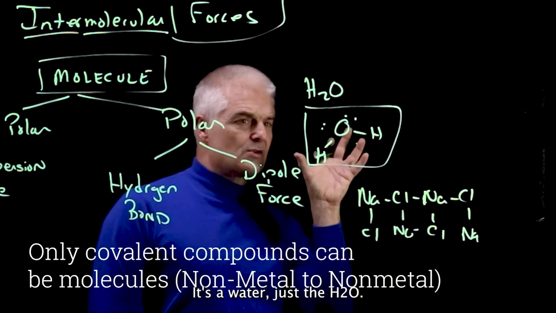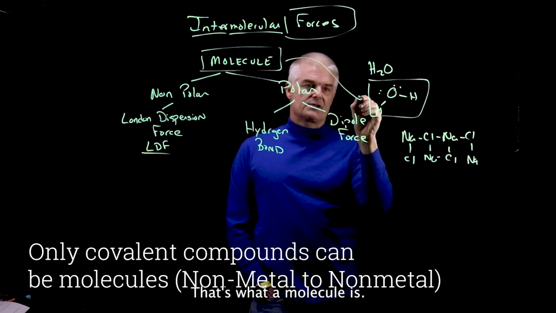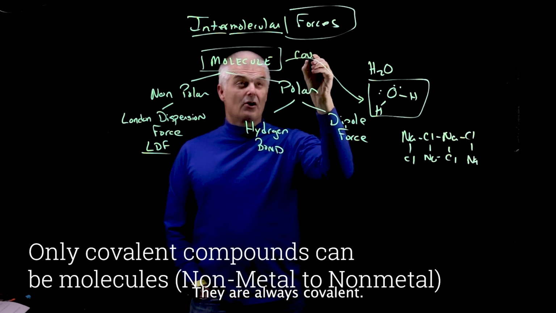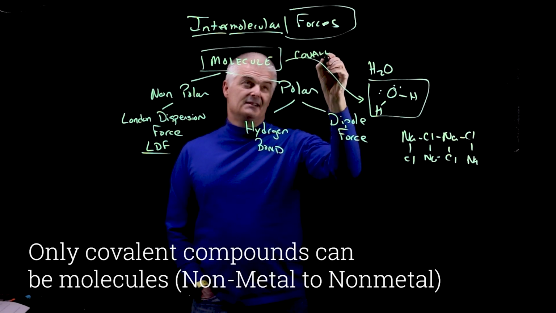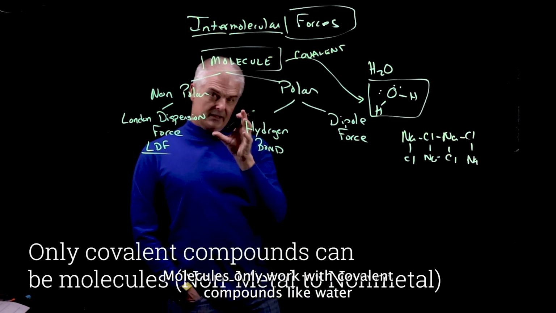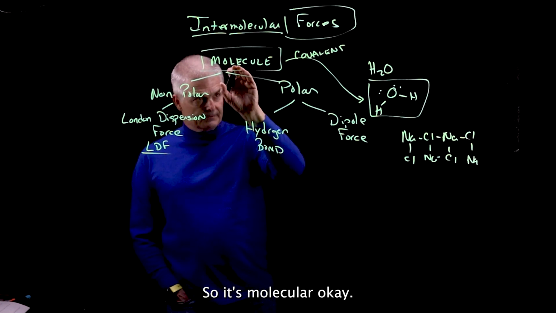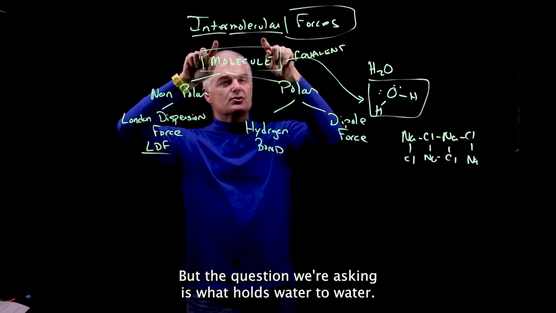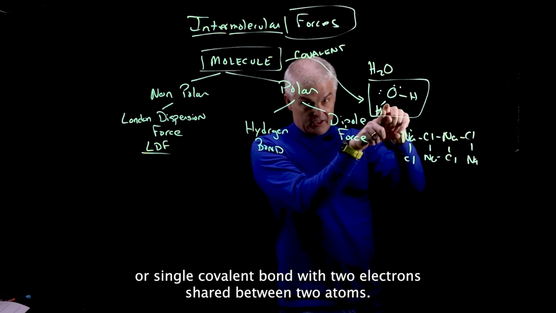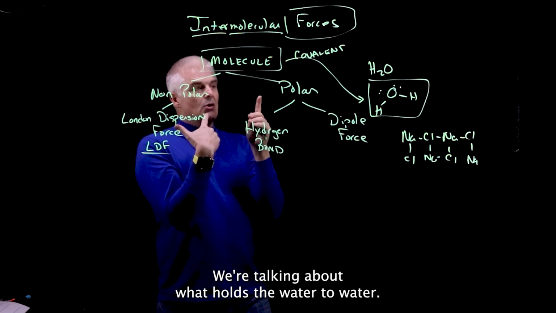But with water, it's a water, just an H2O. That's it. That's what a molecule is. It's an individual sort of chunk. Also with molecules, make sure you know this, they are always covalent. You can't have a molecule of an ionic compound. Molecules only work with covalent compounds. Like water, H and O are both nonmetals, so it's molecular. Okay? But the question we're asking is what holds water to water? Not what holds the H to the O. That's a covalent bond, a single covalent bond with 2 electrons shared between 2 atoms. We're talking about what holds a water to a water.